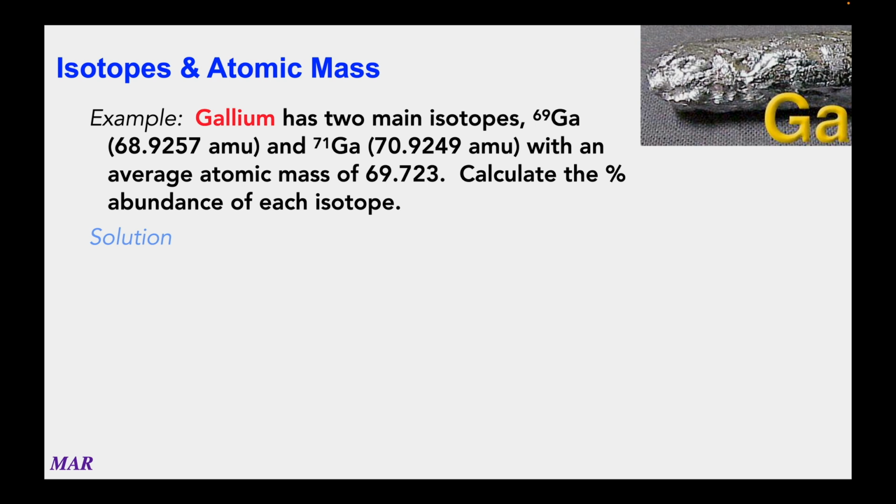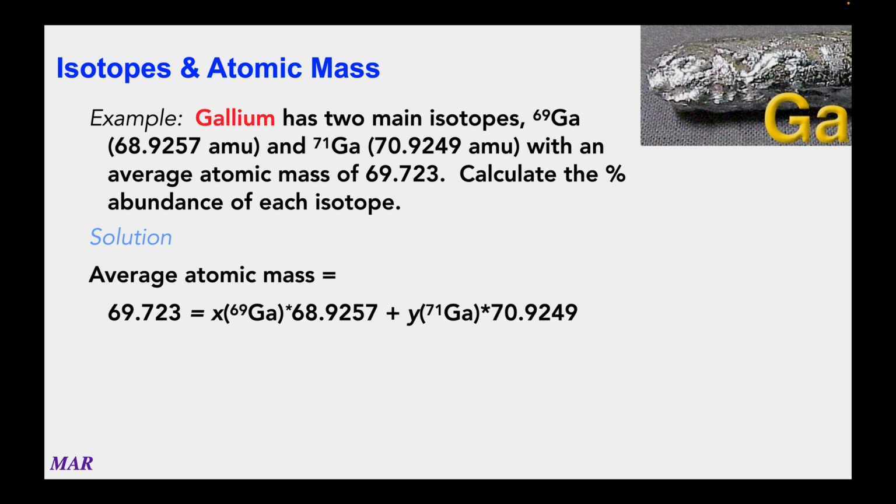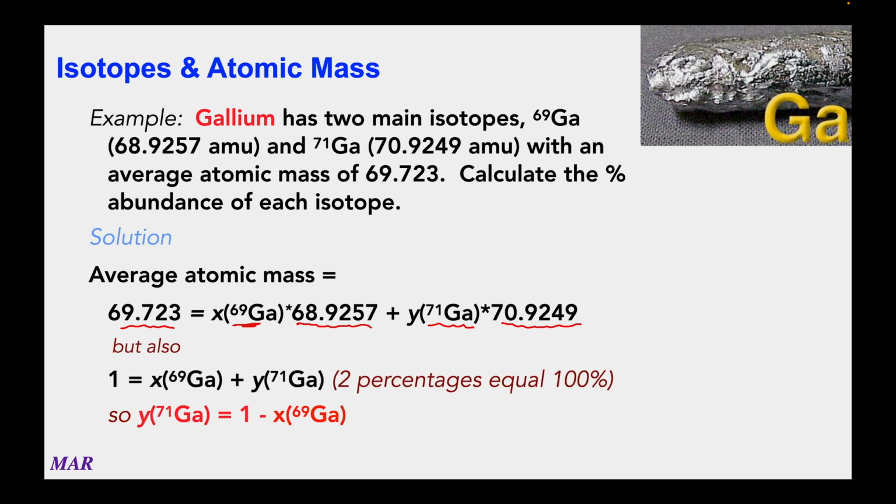So what we're going to do to solve this is we're going to set it up similar to what we did in the last problem. We're going to have the average, which is 69.723, equals the mass of the first one, 68 whatever, times its percentage. So X here is going to be the percentage of the 69. And we're going to add it to the mass of the second one, that 70.9 number, times the abundance of the other one, which we'll call Y. So you can see right now we have two unknowns, X and Y. And those are the two percentages of the gallium-69 and gallium-71. And those are tough to solve.